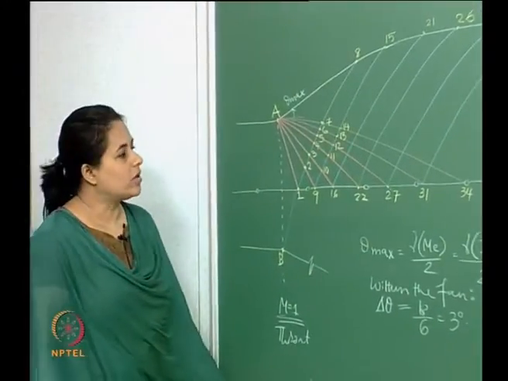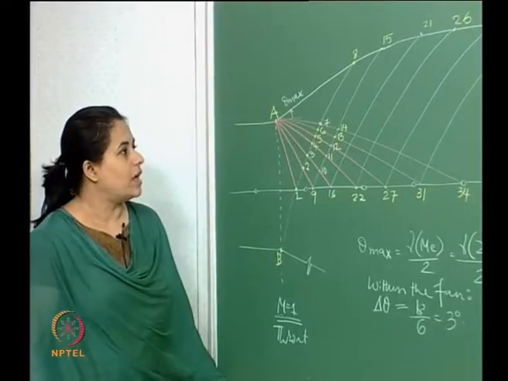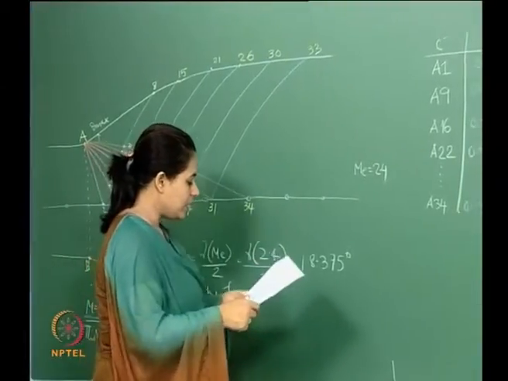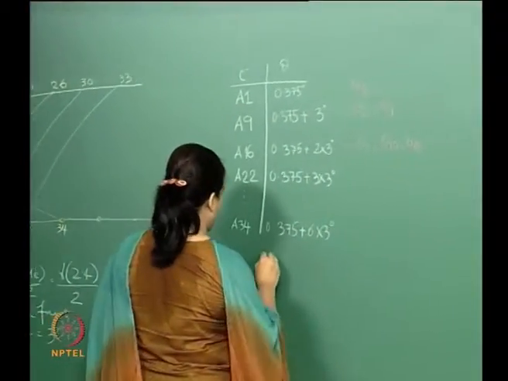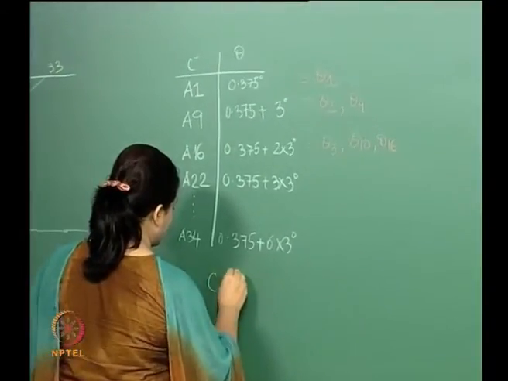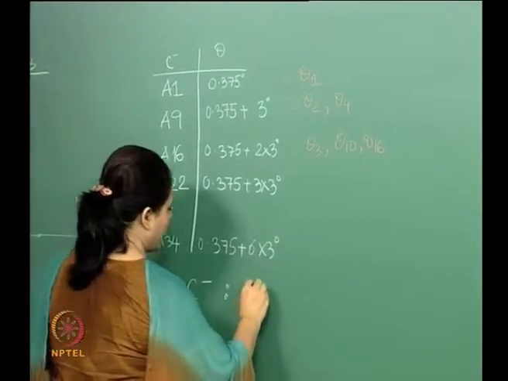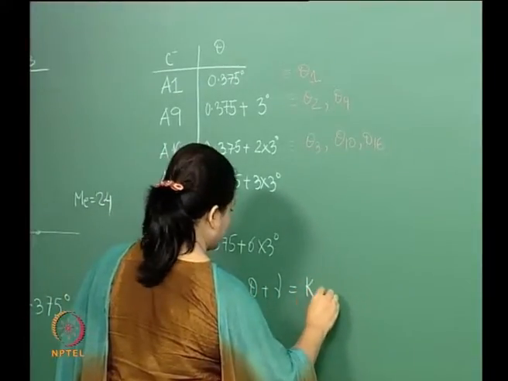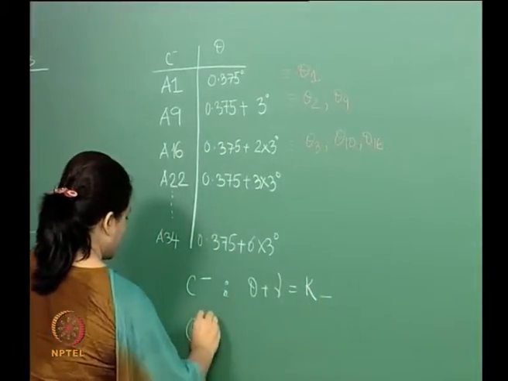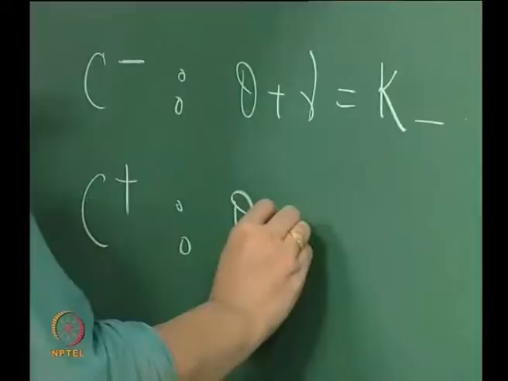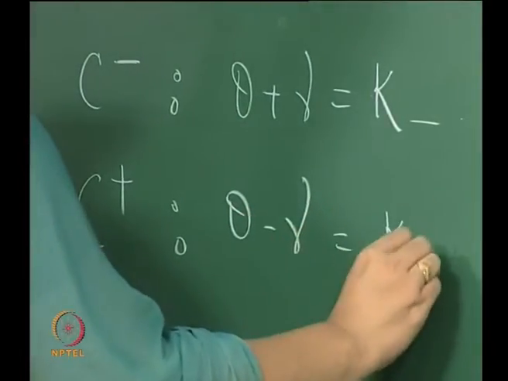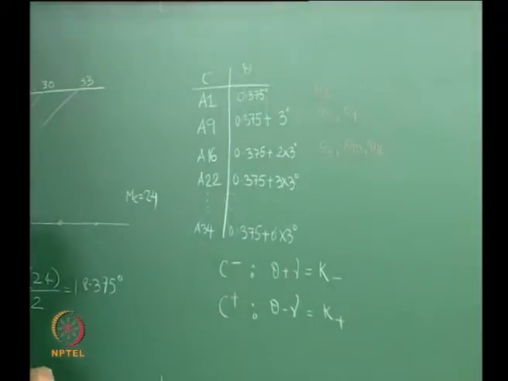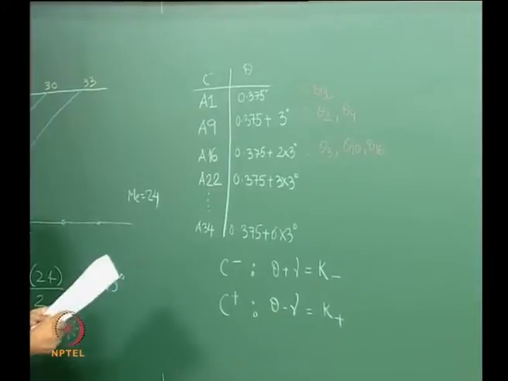Okay. So having done that, now let us see how we can use this. What we're going to do now is apply our compatibility equations. And what we saw from last time is that for C minus characteristics, we have theta plus mu equal to a constant, and for C plus characteristics we have theta minus mu, which is constant, right?